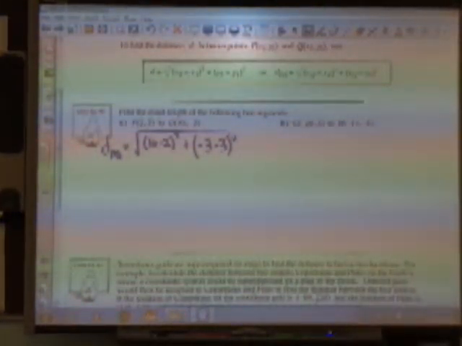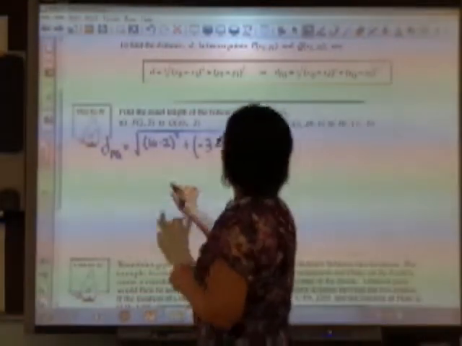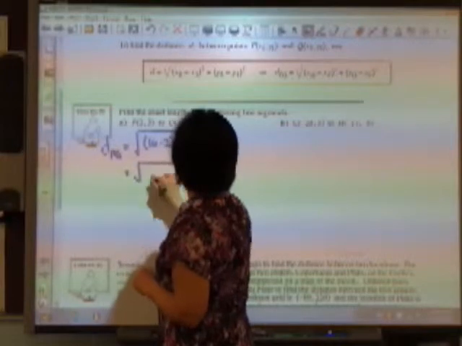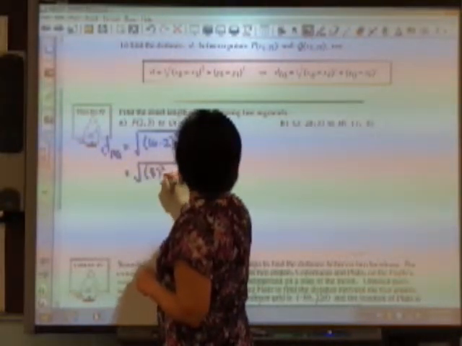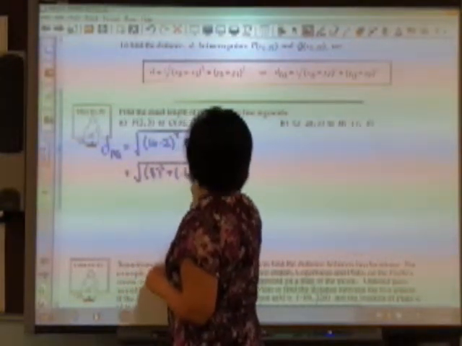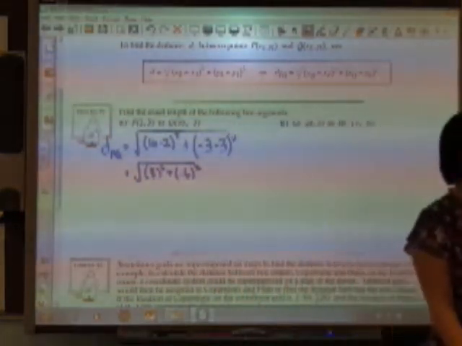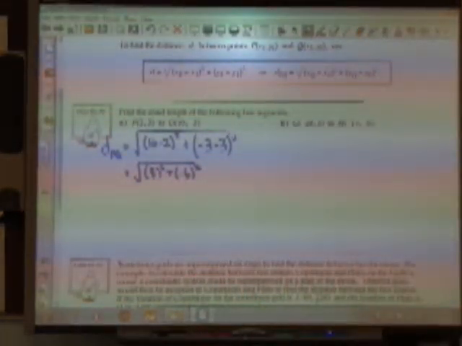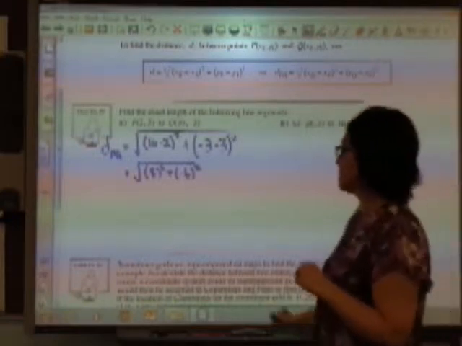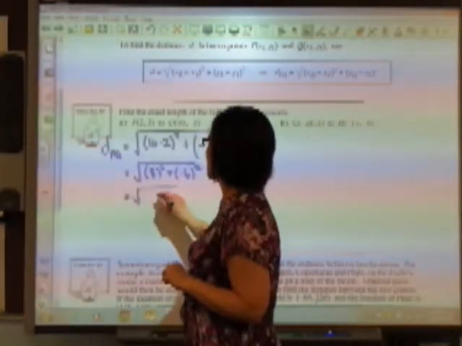So what is 10 minus 2? 8. And what is -3 minus 3? -6, right? So what is 8 squared? 64. -6 squared?